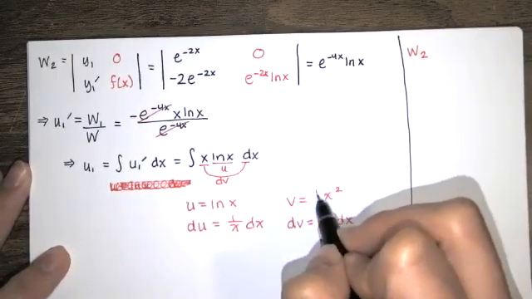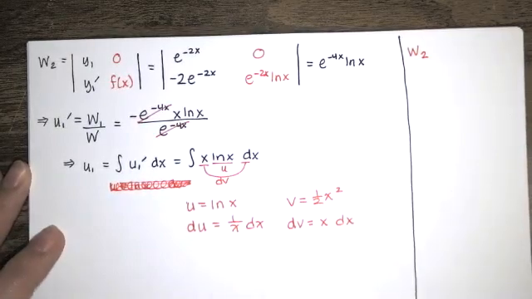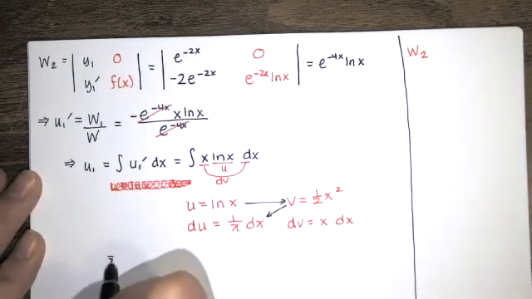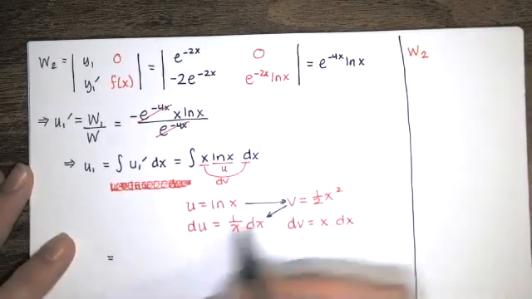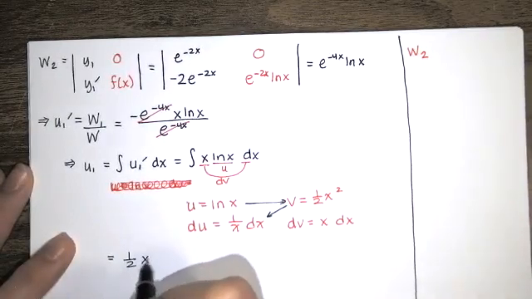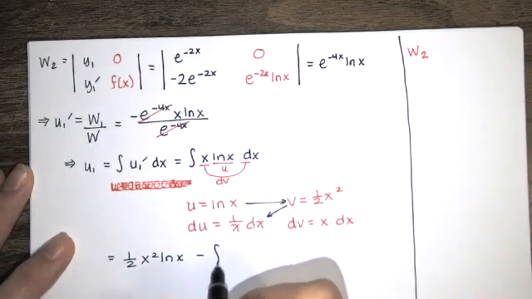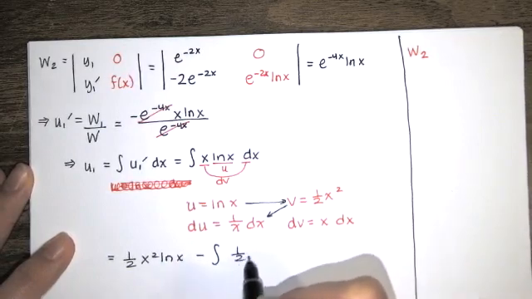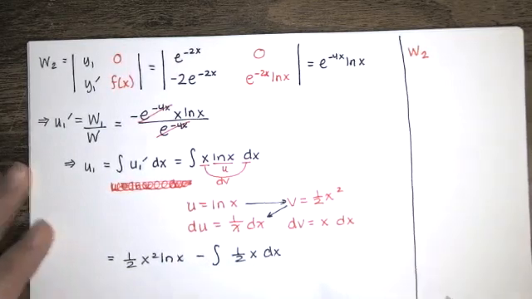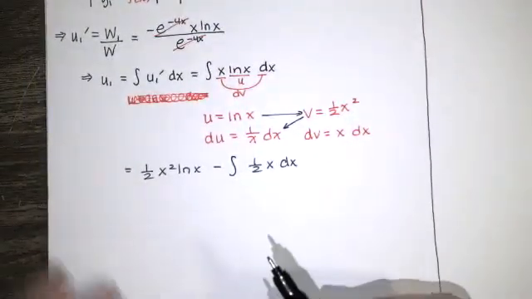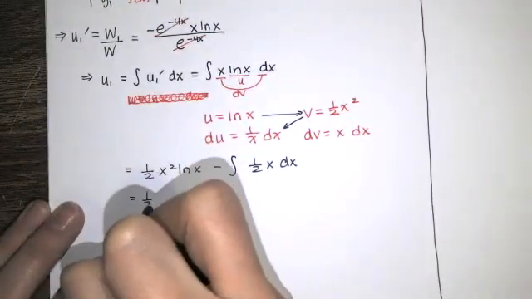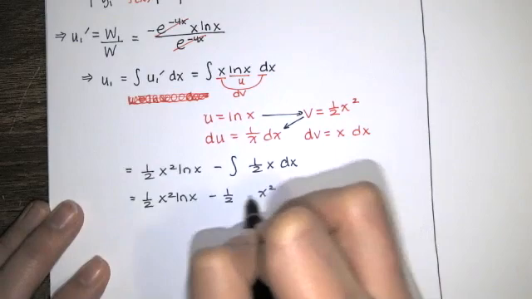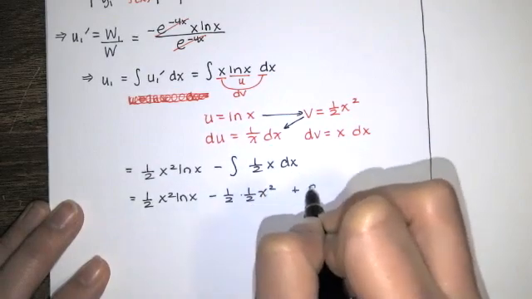So you add 1 to the exponent and divide by the new exponent. Then you multiply across this diagonal and multiply across that diagonal and subtract. And so we get u times v, so that's 1/2 x squared natural log of x minus the integral of v du. 1/2 x squared times 1 over x is 1/2 x. And then you'll just use the power rule for this. So bring that 1/2 down, then you'll add 1 to the exponent, divide by the new exponent, add a constant of integration.